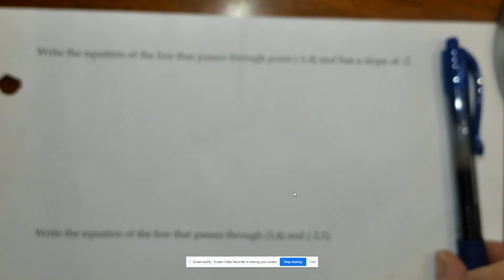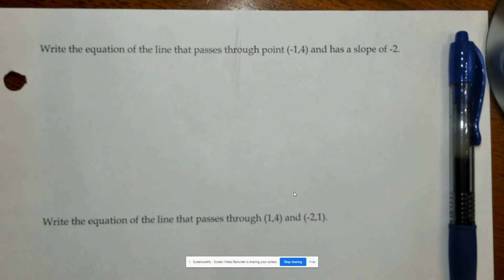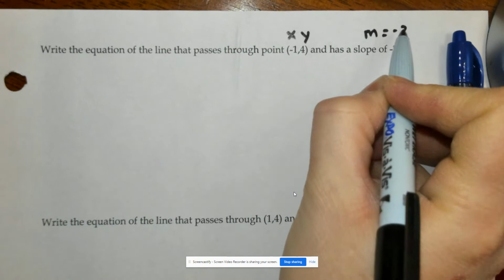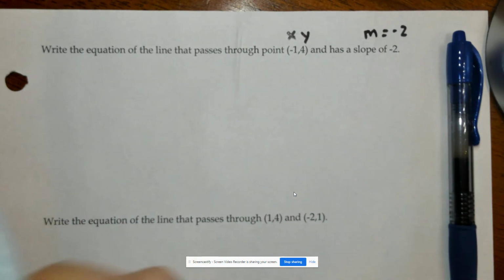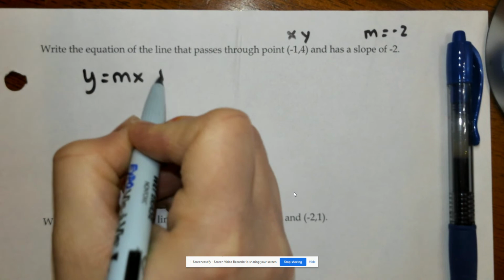All right. Write the equation of the line that passes through point (-1, 4) and has a slope of -2. So again, I've got an x value and I've got a y value. I've also got the slope. So we're going to go through the same process. What do I have? How do I get to what I need? So y = mx + b.